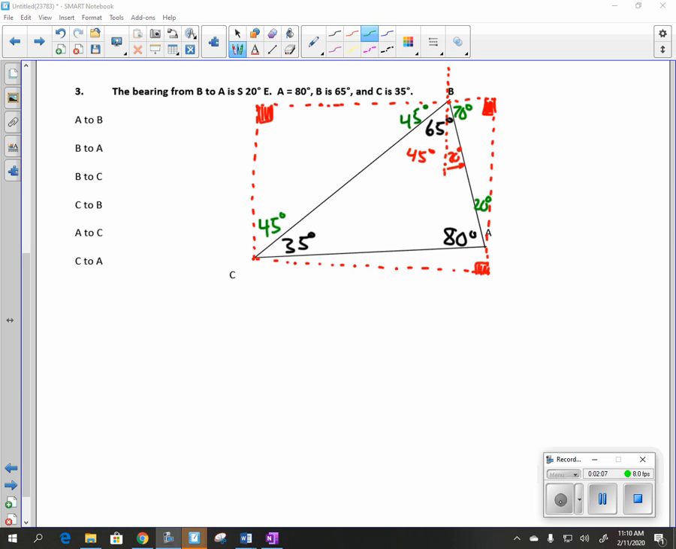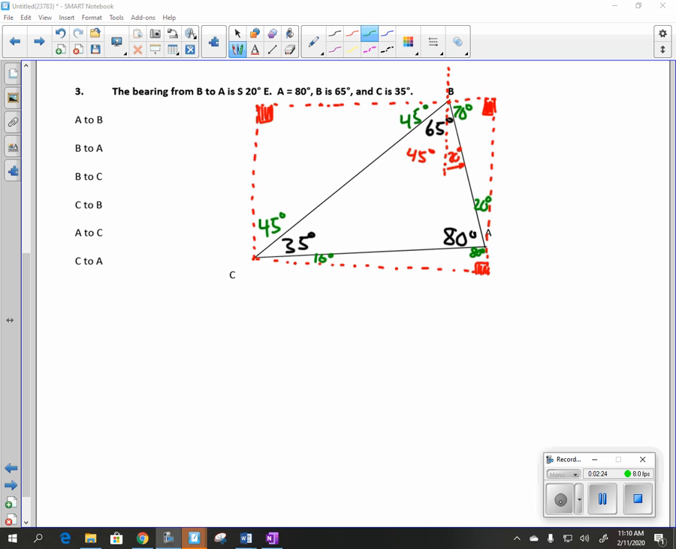45 and 35 make 80, so this is going to be 10 degrees right there, which would make this angle 80 right there. And sure enough, 80, 80, and 20 do make 180. So it looks like we're sitting in a good spot here.